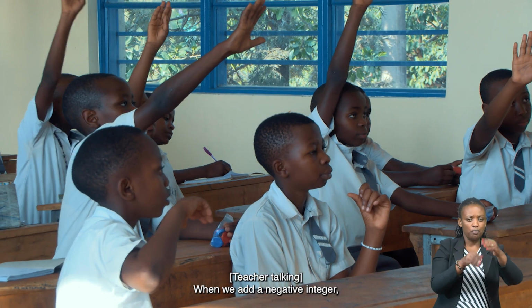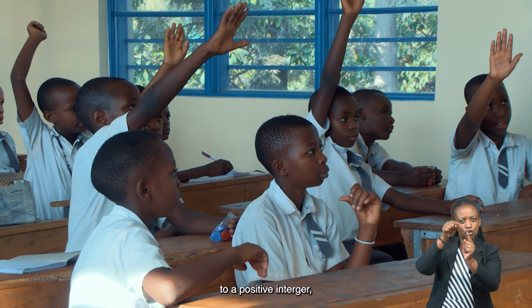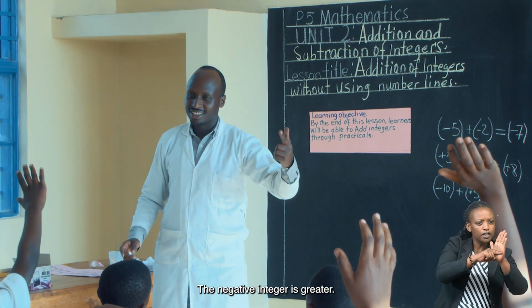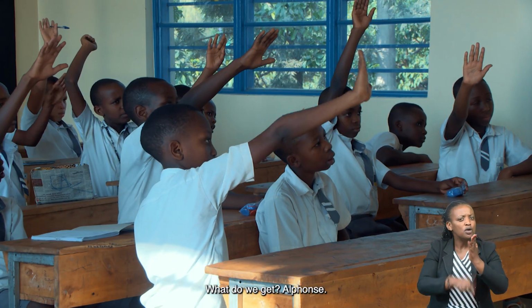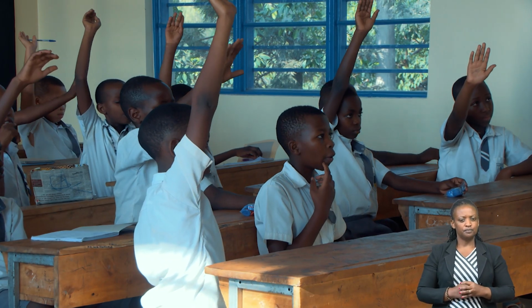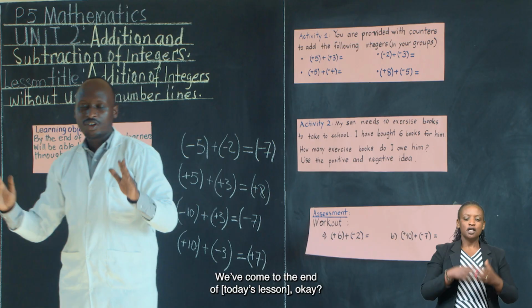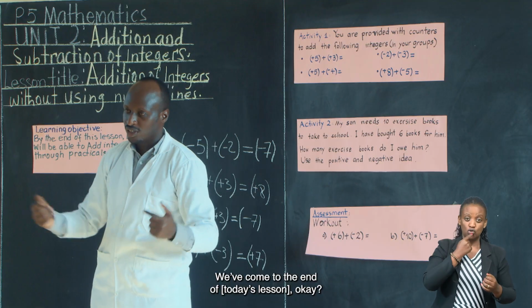When you add a negative integer to a positive integer, such that the negative integer is greater, what do you get, Alphonse? Negative 7. We have come to the end of today's lesson, okay?